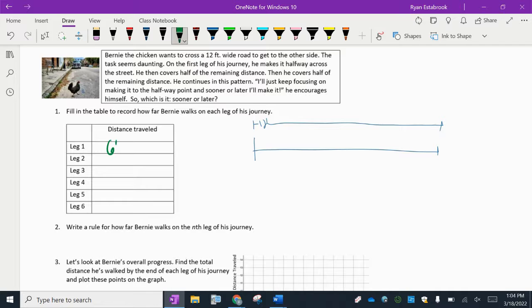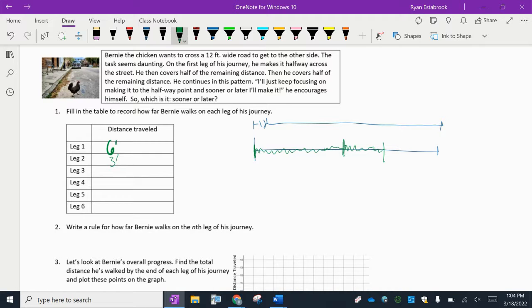6 feet. So on my little tabulation over here, here is Bernie. Waddle, waddle, waddle, waddle. There we go. How much is left? 6 feet. So now we're on to leg two. If there's 6 feet left and Bernie travels half of that distance, how far does he travel this time? 3 feet. So waddle, waddle, waddle, waddle.